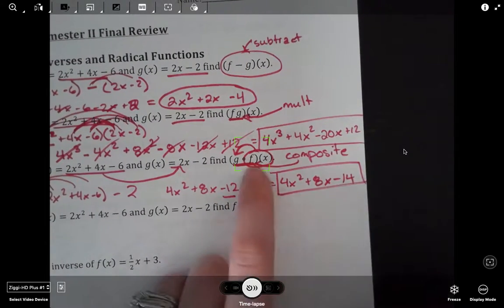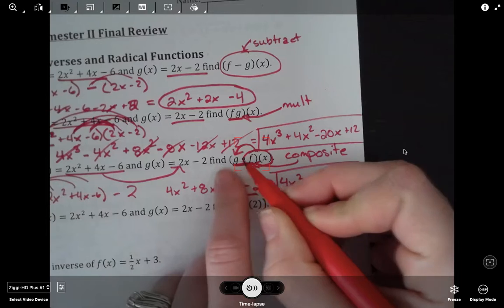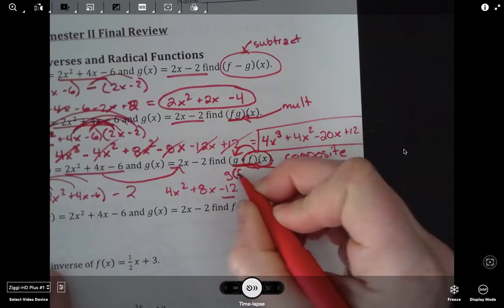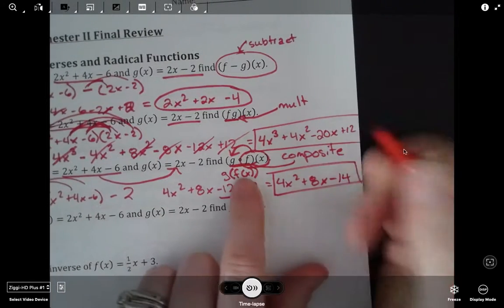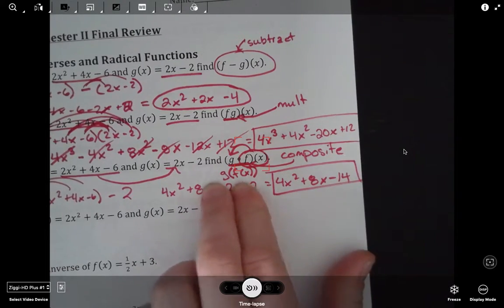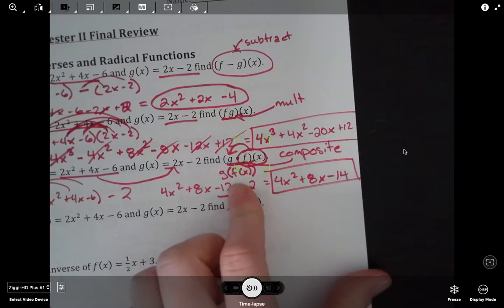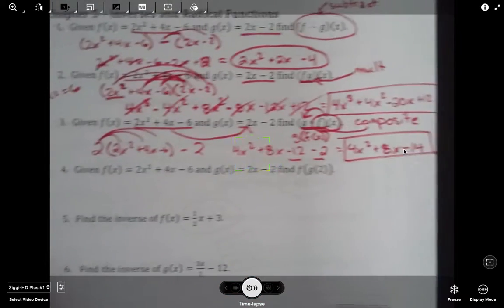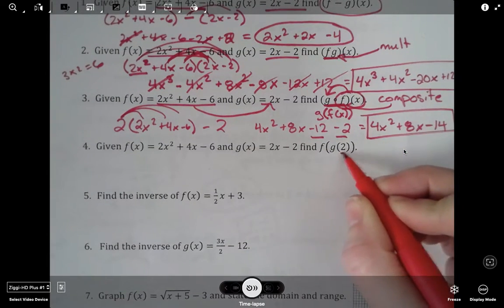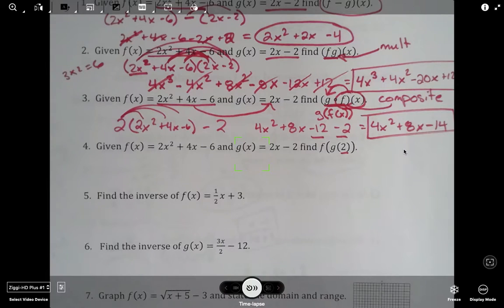They might write that rather than writing G circle F, it looks like an O, but it's not really an O. Or they might do this instead. You remember that thing? Where the f of x is inside parentheses. They might do that instead. That means the same thing, okay? Again, that's not multiply, that's composite, okay? So multiply is here, composite is there, all right? Now, in number 4, this is another composite, but they're actually having you plug a 2 in, okay? So, do you remember how to do these?